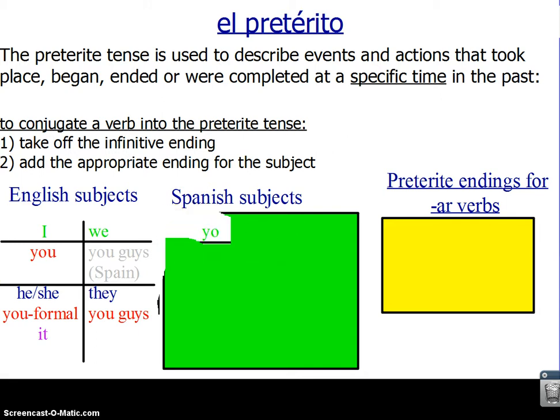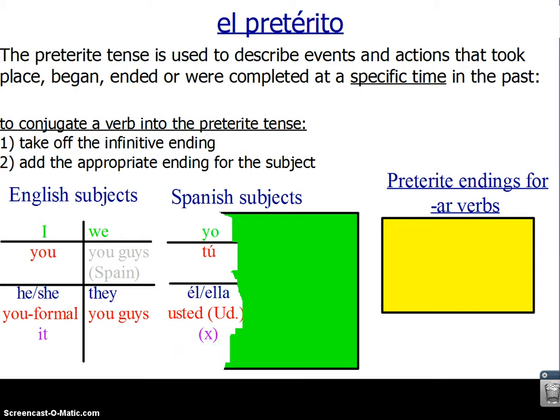How do you say I in Spanish? Yo. You is tú with an accent. He and she, él and ella. You formal, usted, which can be written out or abbreviated. And if you want to say it in Spanish, you really don't say anything. You just take the subject out because, as you know, in Spanish, you can take the subject out.